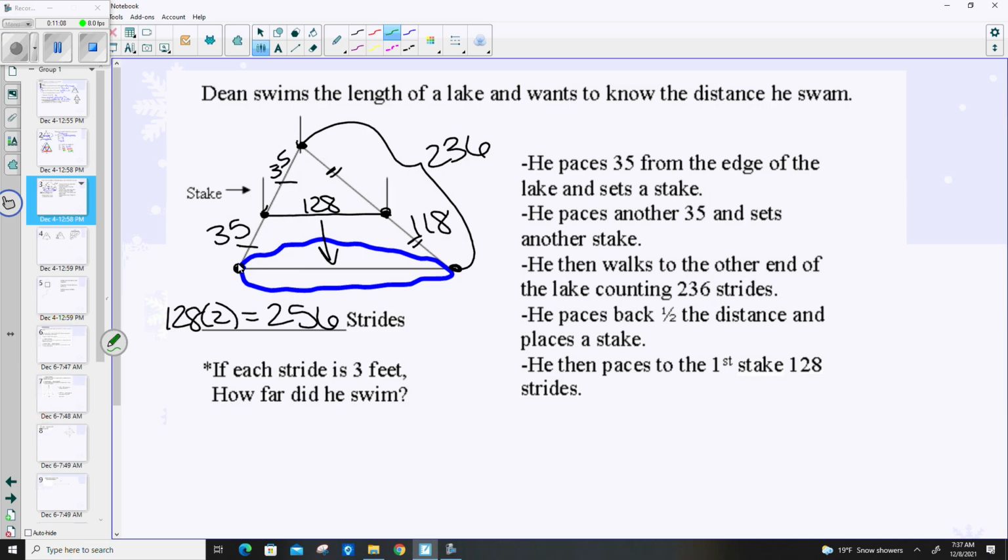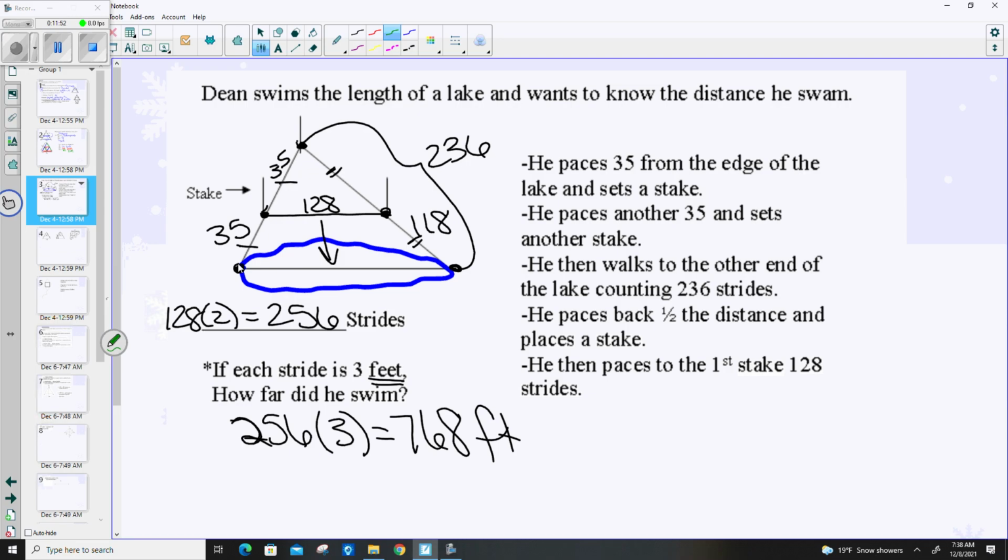So then what if each stride was 3 feet? How far did he swim across the lake? What would you do? How did you get 768? Absolutely. So you had 256 strides. You know each one's 3 feet. And so you get 768. And what do we put for a label on that? Perfect. Because of the 3 feet. So for every one stride that he takes, he swam 3 feet, essentially. And so we're just taking that 256 in strides and multiplying. Is that good?